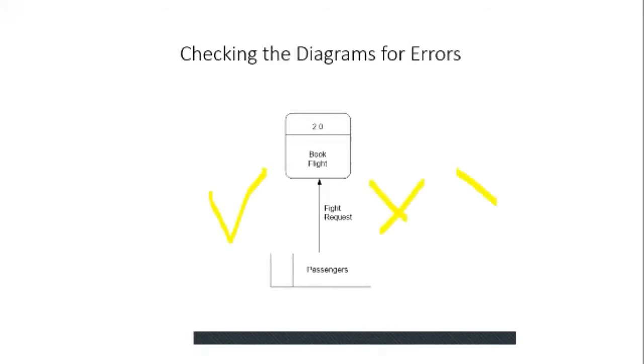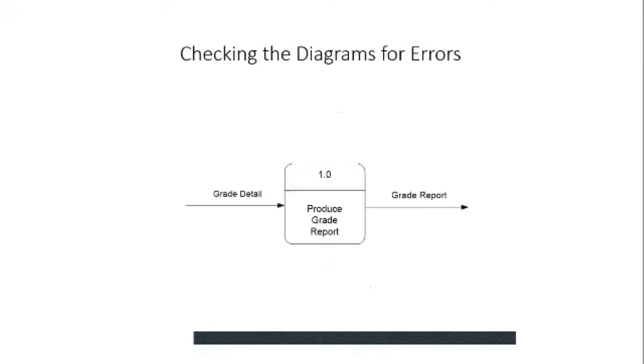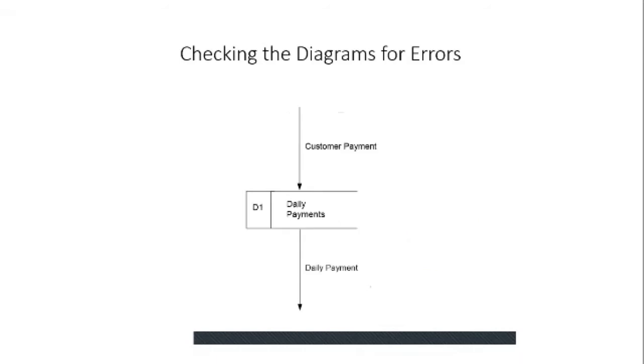This diagram is wrong because the process is not producing any output. This diagram is wrong because a data store cannot change the data inflow into data outflow. Neither can it change this data into this data, nor can it transform this information into data and then data into new information.